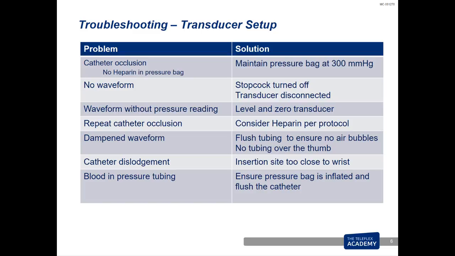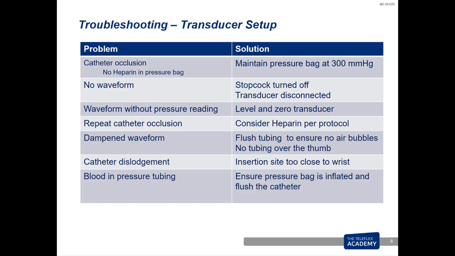If you have an occurrence of catheter occlusion or repeat occurrence of catheter occlusion, you really need to consider the use of heparin within your catheter dwell policy, and also look at patients who have a hypercoagulability state and identify those that may benefit from the use of heparinized saline and the ones that we really want to just maintain with saline in the pressure transducer bag.